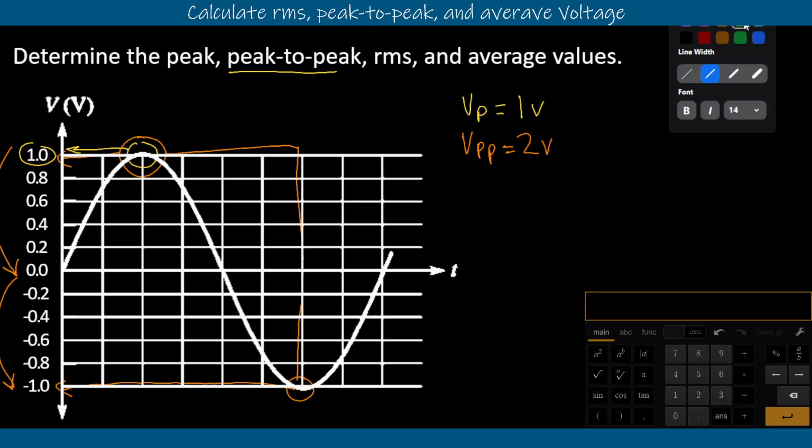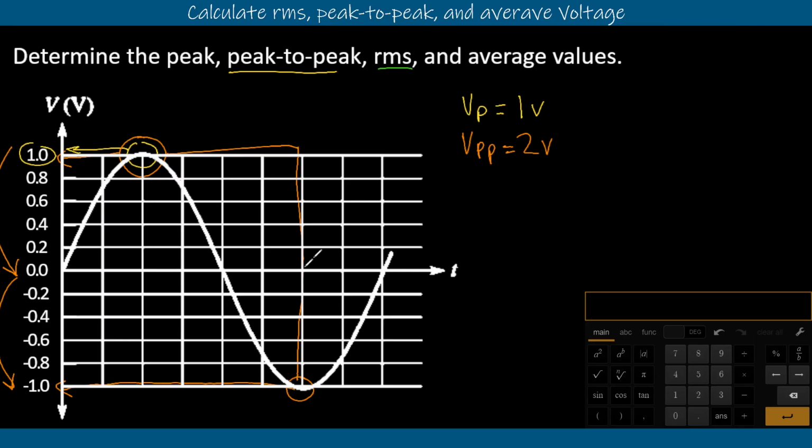Our next one is going to be our RMS voltage. RMS is going to be our average over time, and we actually use our peak voltage to calculate RMS. So we'll say that our VRMS is equal to 0.707 multiplied by Vp. We can calculate that out with our calculator: 0.707 times the peak voltage, which we know is 1 volt. So we'll get 0.707 volts. So our VRMS is equal to 0.707 volts.